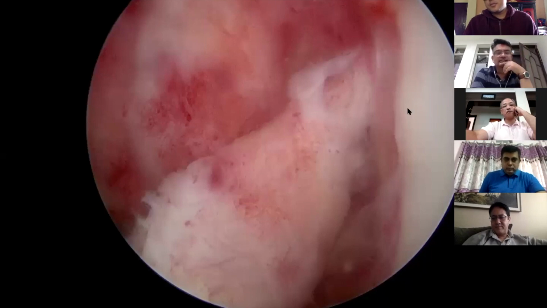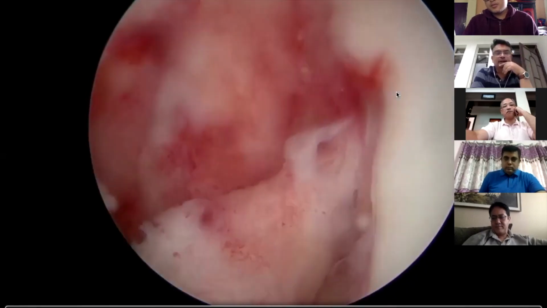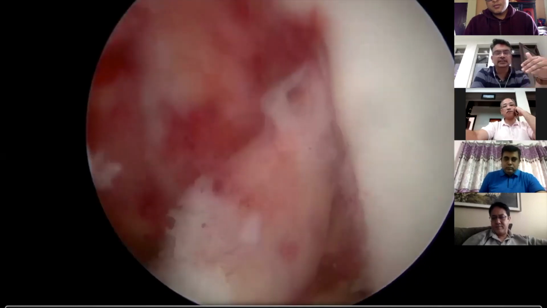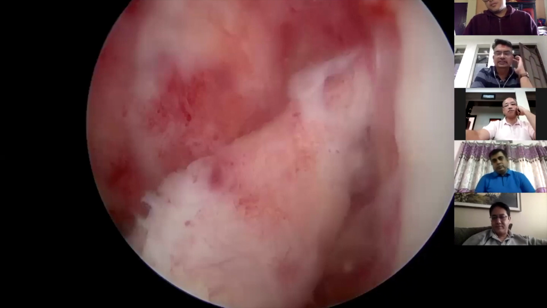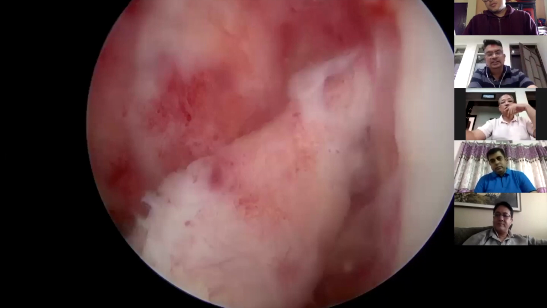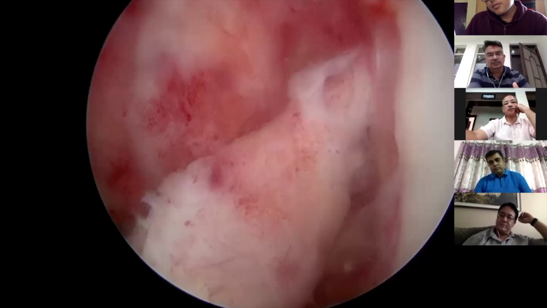There is various literature which says that outside in is a technique by which you can preserve most of the remnant from the femoral side also. But I do all inside out because you can just lift. This is lax. See, the ACL, which is a remnant, is lax.